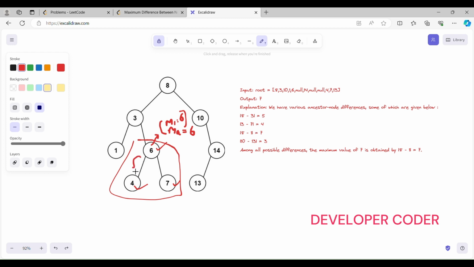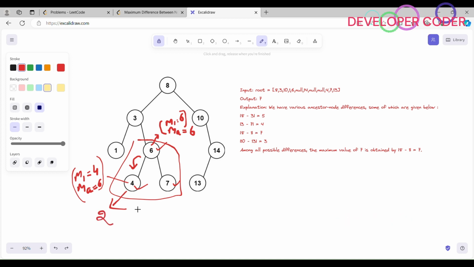Then we come to this node, and here our minimum is updated to 4, and maximum is still 6. Then we go to the left of this one. If there is nothing on the left side, at that point we find the difference between this max and minimum, so the total difference is 2. Then we go to the right of this node and again find the difference between max and min. Again there is a null node, so we get 6 minus 4 is equal to 2.